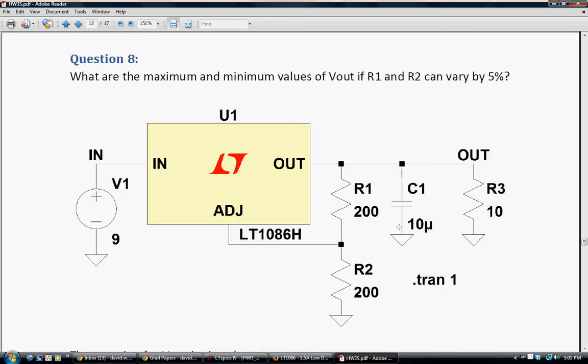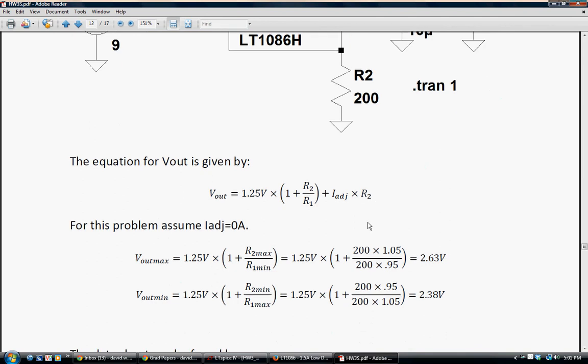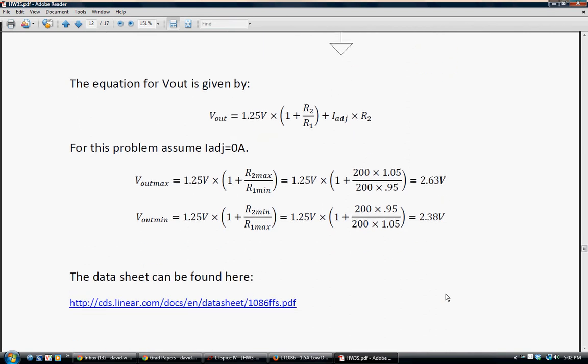In question 8, all you have to do is take the nominal resistance values and find the max and minimum combinations. And for 5%, the maximum voltage can go up to 2.63 and the minimum can go down to 2.38. Whatever it is you're powering will give you the specification of whether that's acceptable or not, or you need to choose higher tolerance resistors.